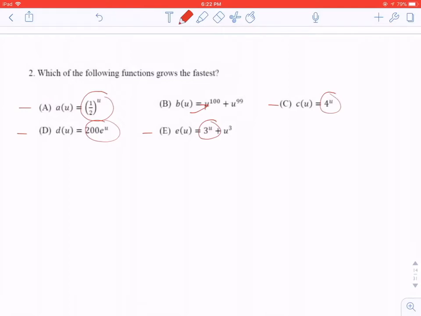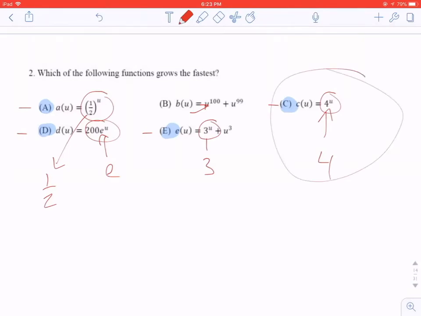So then to decide which of A, D, E, or C grows the fastest, look at the base of the exponential function. This is a half. This is an e. This is a 3. This is a 4. C, therefore, is going to be the answer. It's going to grow the fastest. Don't get confused by this 200. That's a coefficient. That is not being raised to an exponent. That is number 2.